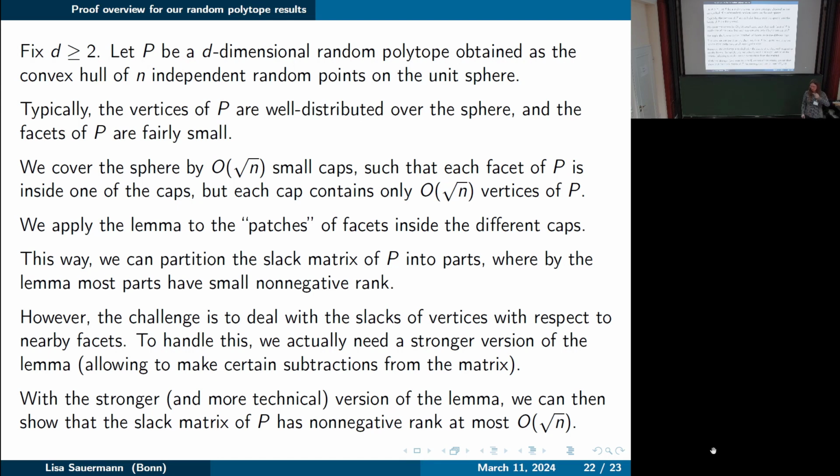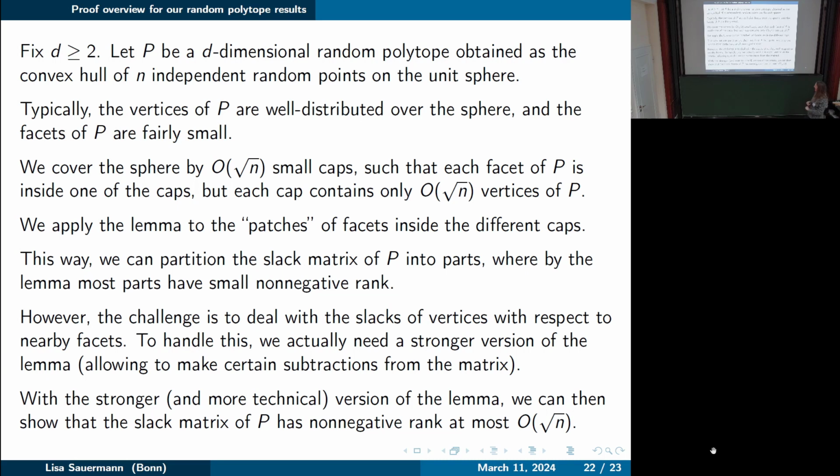These subtractions correspond to subtracting rows which correspond to slacks of vertices inside that patch from the rows with respect to the V prime vertices. And with this stronger, more technical version of the lemma, we can then deal with these diagonal-type entries, the entries of vertices with respect to nearby facets, which are in the same small cap or otherwise close to each other. We can deal with that by basically zeroing out these entries very carefully with subtractions, which are still allowed by the technical version of the lemma.